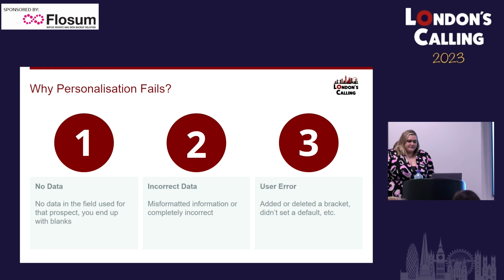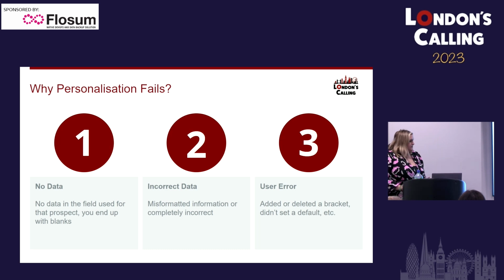The second one, kind of leading on from no data, is if we have incorrect data. So if we have misformatted information, if we have random symbols where different data points should be, if we've copied and pasted and we've got bad data in Pardot rather than having no data, that's also going to limit our ability to personalise the content and our assets.